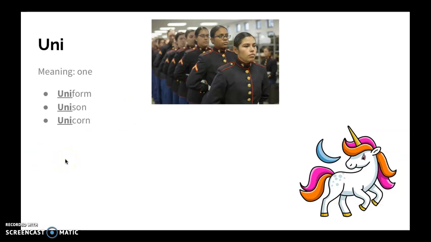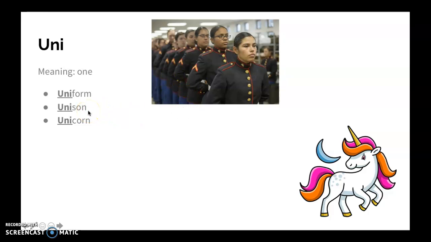Our third example is the prefix uni, which means one. So our first word is uniform. And this means like everyone looks the same. They're all uniform, or they wear the same uniform. So in this case, if you're in the military, you wear the same uniform if you're in a certain branch.